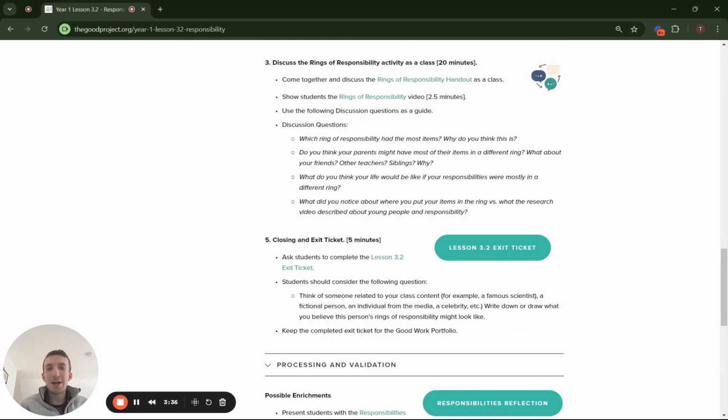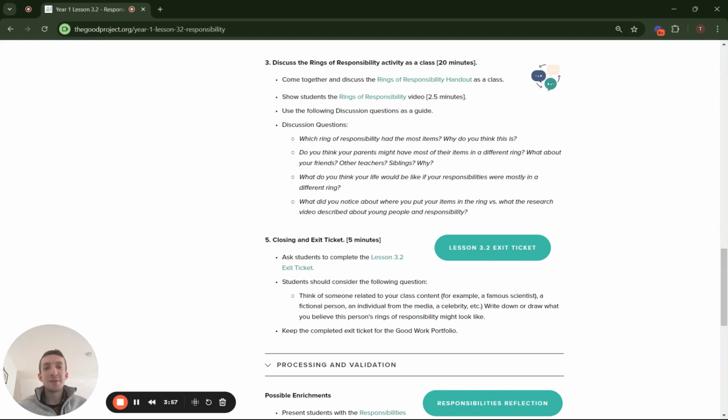So hopefully try to have a lively discussion and then follow the conversation where it might go with your students, depending on what's most of interest to them. You could also ask again to try to make that connection to dilemmas, maybe an example of a dilemma that's arisen for a student based on what they see in their Rings of Responsibility diagram.